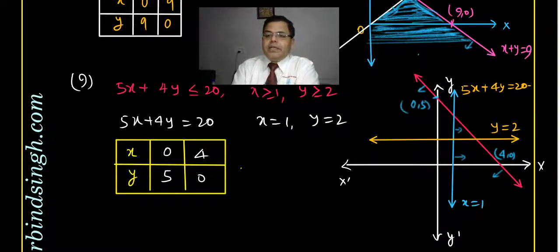So it will be above this y-axis. This one. Above this one. Right? Above this one. So common region is in between. This is the common region where all of them will satisfy together. And that will be the answer of this question. Shaded region shows feasible solution.